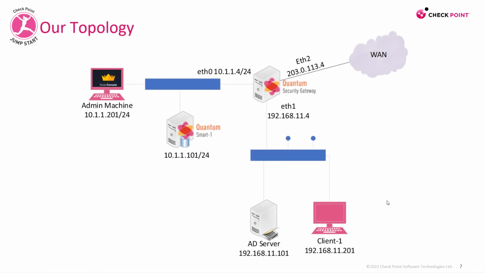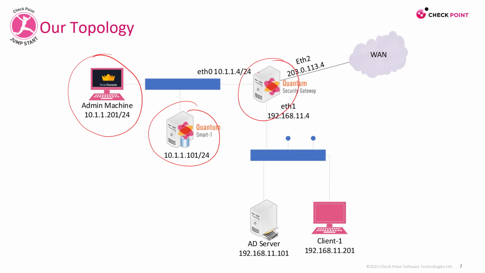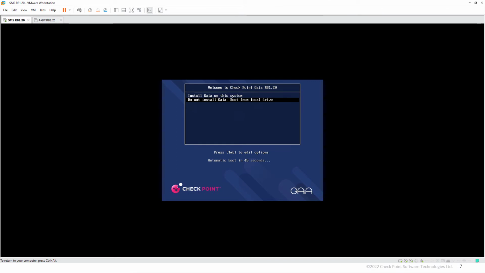This is the topology that we'll use in this demo. I'm currently connected from the admin machine, and I'm going to install these two machines which will run Gaia. One box is going to be my quantum security gateway with the IP address of 10.1.1.4 and the quantum management running 10.1.1.101. Notice that my security gateway has two additional interfaces which I'll need to configure after the initial installation. In my demo, I'm going to use VMware Workstation to install an open server Gaia machine.